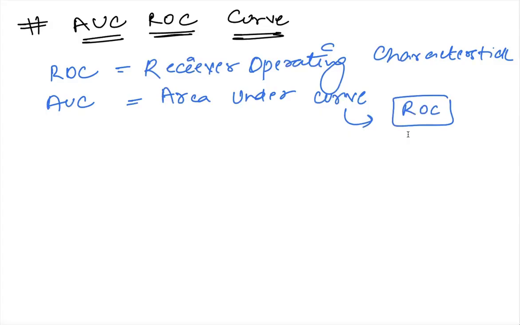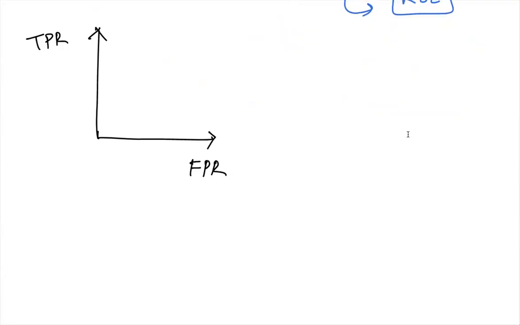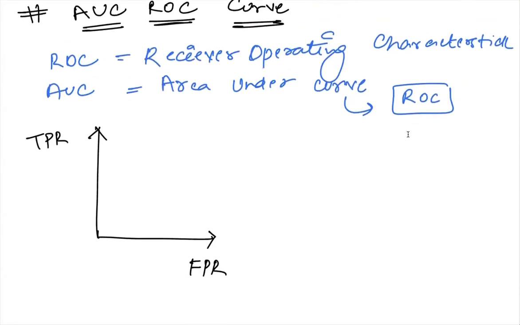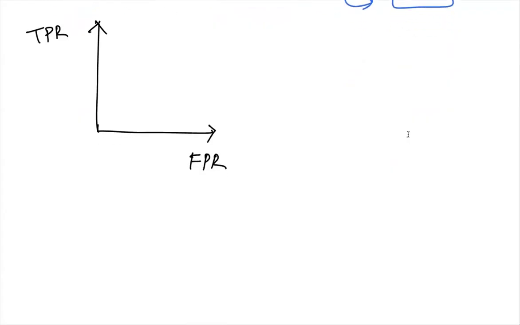So if you see, it is basically a diagram like this. You basically make a curve on your X and Y axis. So on your X axis, you plot false positive rate. And on your Y axis, you plot true positive rate. So this is basically a graph. First let's see what is ROC.